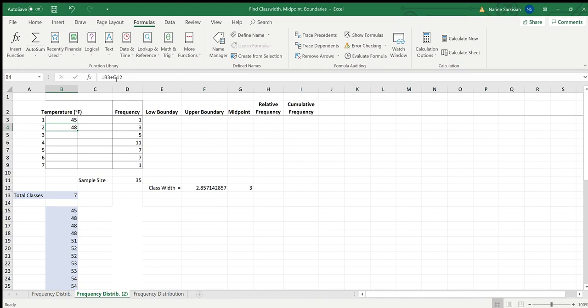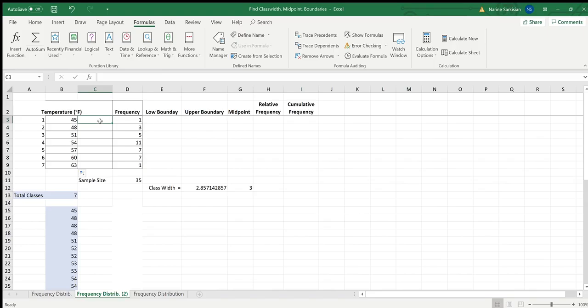So I don't want this cell 3 to be changed once I drag down. Therefore, I'm going to freeze this cell G12 with the dollar sign. I'm freezing the cell. Okay, so once I drag down, every single cell will be added by 3, taking the previous value and adding 3. Look, 48 plus 3, 51, 51 plus 3, 54, and so on till 63. 7 classes.